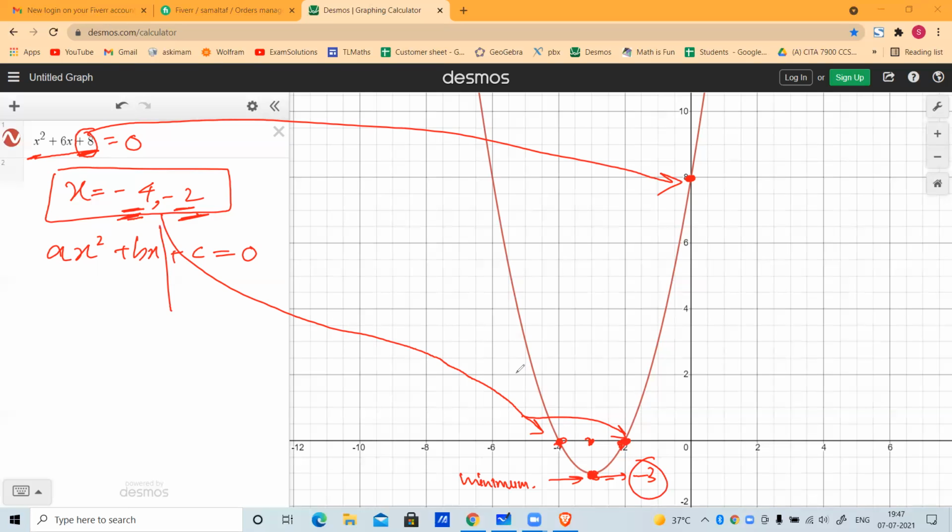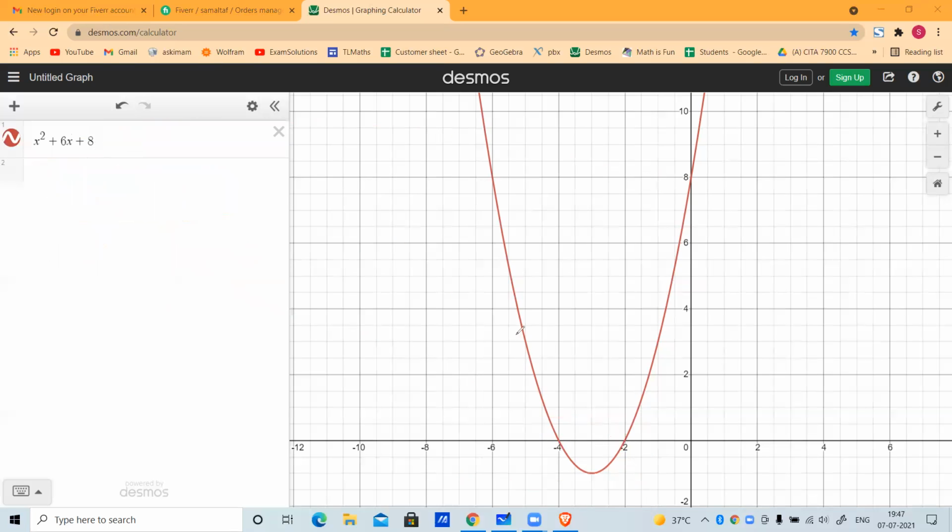Got it? Got it. So this is the parabola, and these are the roots of the equation, and the same thing can happen here as it happened in the systems of equations. No solution, you know, all those things. How? I will tell you how. See, this is the graph, x squared plus 6x plus 8 equals 0. It is cutting the x-axis, and where it is cutting the x-axis, you're getting these two solutions, -4 and -2.